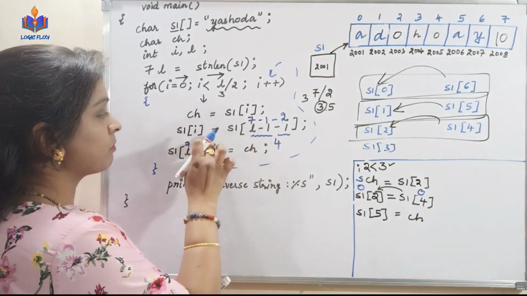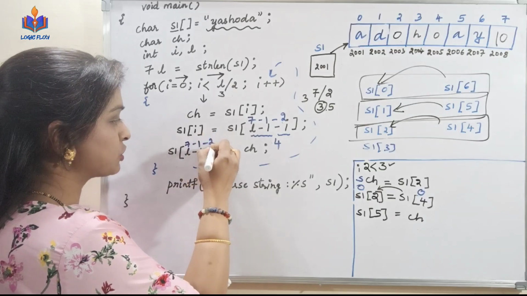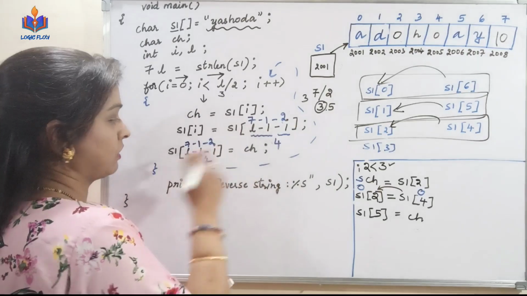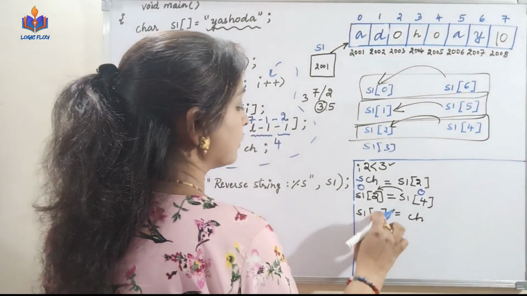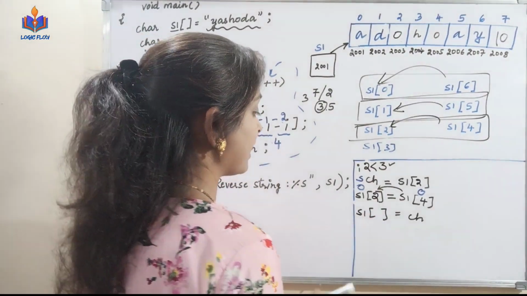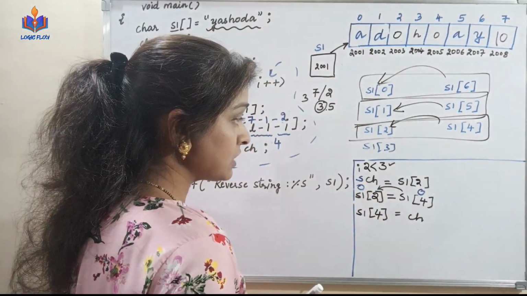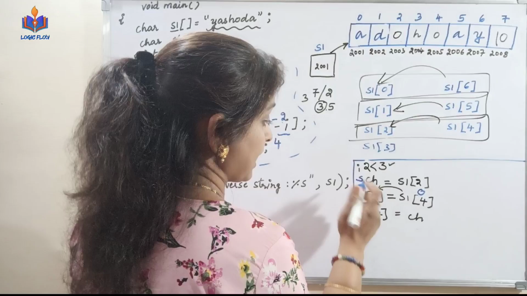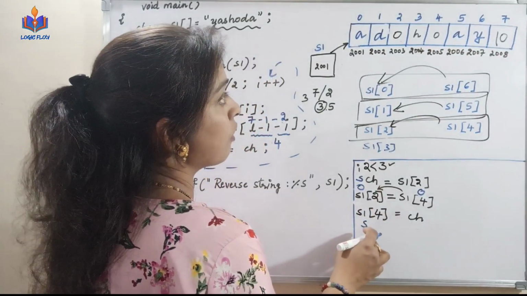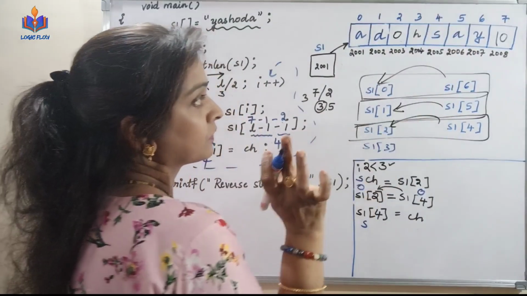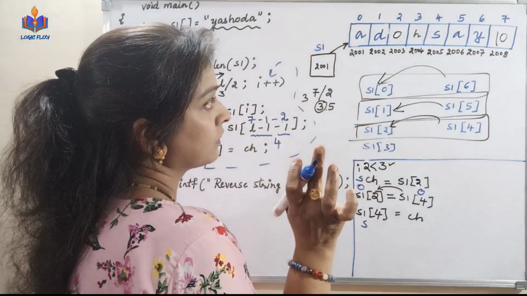Then, whatever I have in CH, you store it into S1 of 4. 7 minus 1 minus I value means it is 2. 7 minus 1, 6. 6 minus 2, it is 4. The same thing here. So S1 of 4, whatever value I have in CH, that I need to store. So what do I have in CH? I have Y. So S1 of 4 gets Y. Okay, got it.